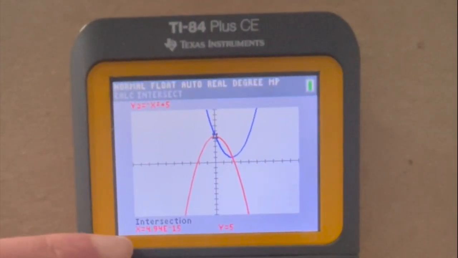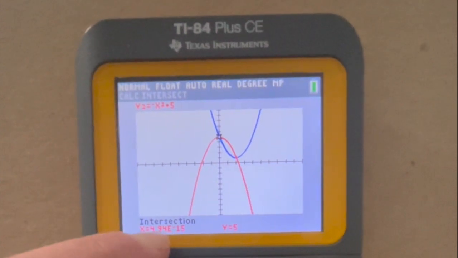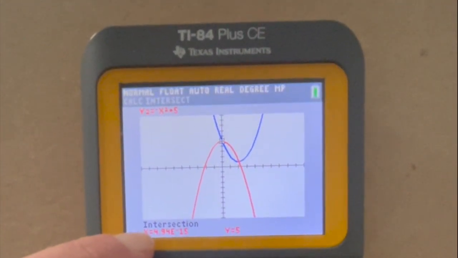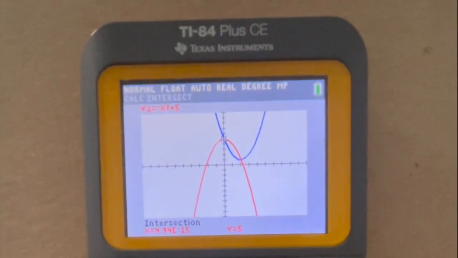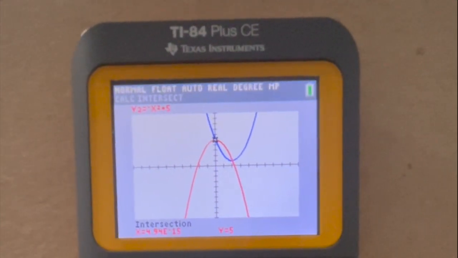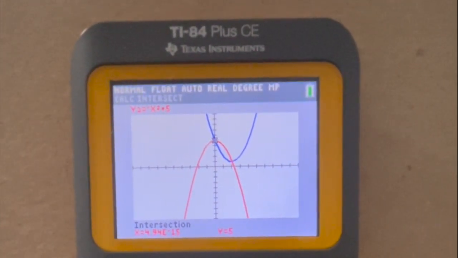I know that this says 4.9 e to the negative 15. That means that there's 15 decimal places in front of this 4. So really, it's basically 0. This means our first solution would be 0, positive 5.